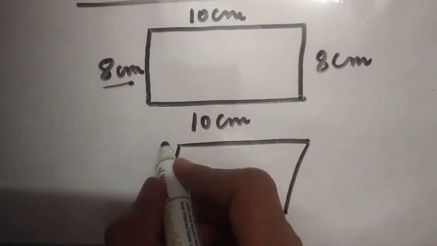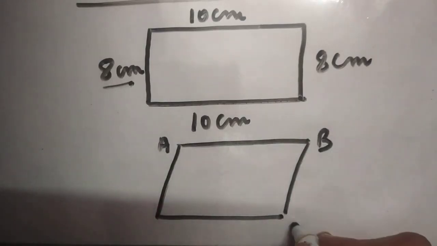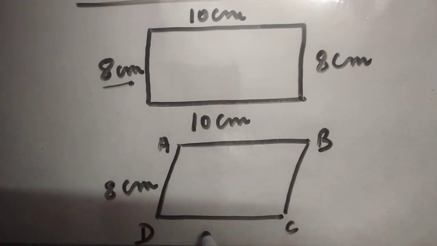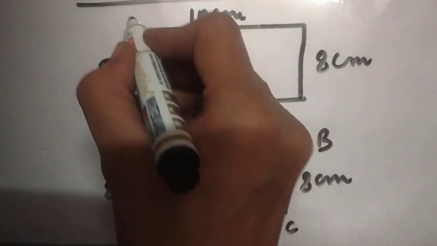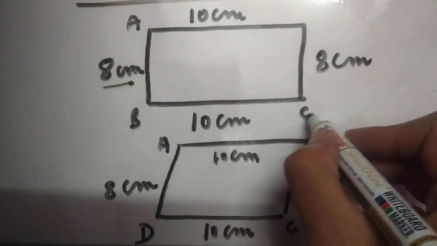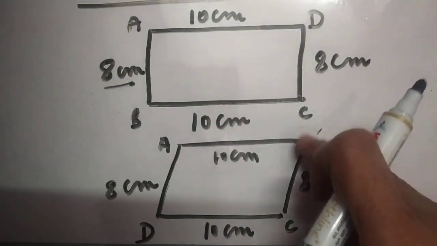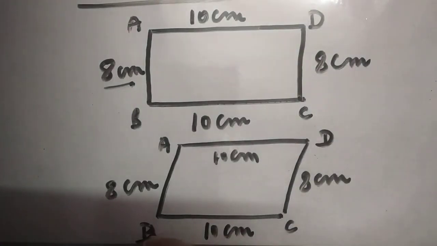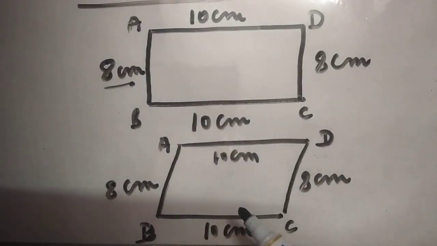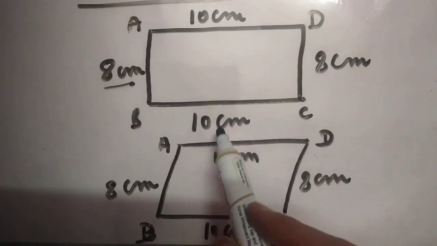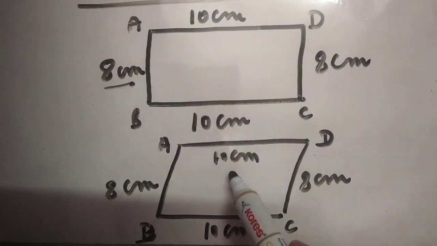This is a parallelogram. I am giving the names A, B, C and D. This is 8 centimeter. This is 10 centimeter. This again is 10 centimeter. And this is 8 centimeter. I am giving the name to the rectangle also: this is A, B, C and D. Now you can see the shape of the rectangle has become a parallelogram. You can see the opposite sides are parallel. And one more thing you must have observed, the measurements of the sides remain the same. The shape has become a parallelogram, but the measurement of the sides, that is length and breadth, remains the same.